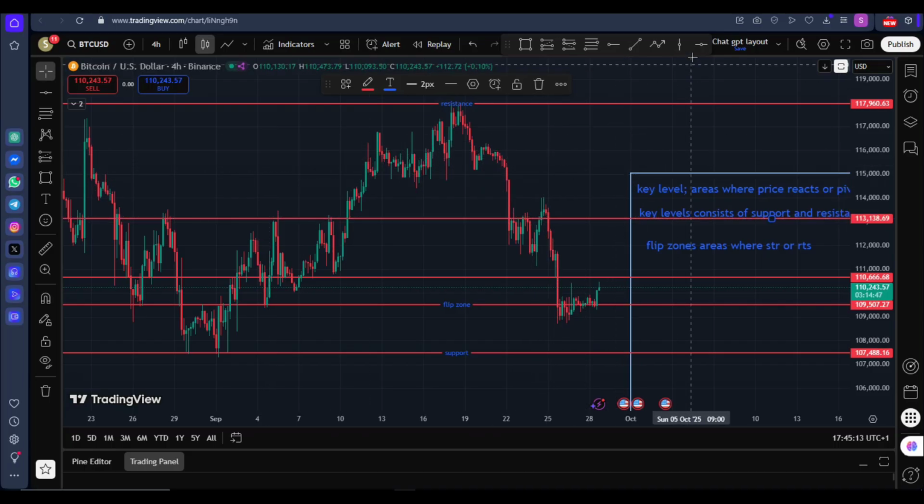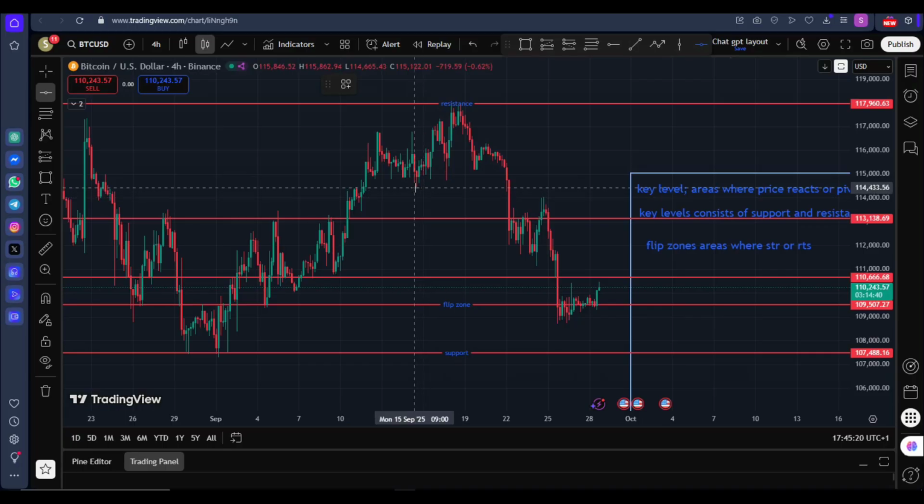Bam, there was a lot of support here. If not, price would have just continued coming down. So I'm going to put one now. You will say, oh, but there's not much here. There's actually a flip here. If you look properly, it's happened like this.